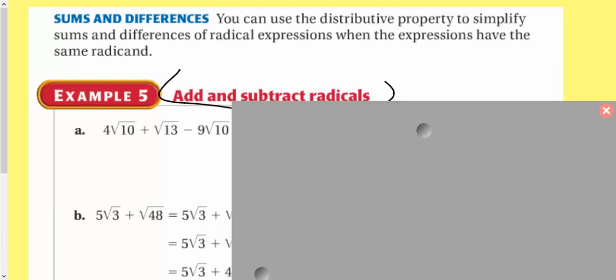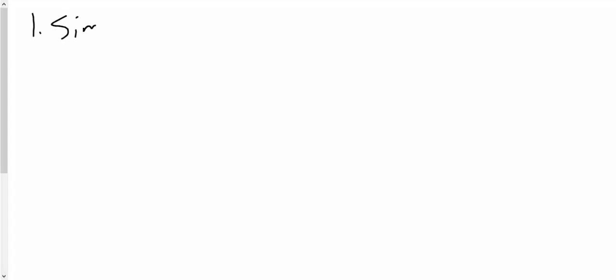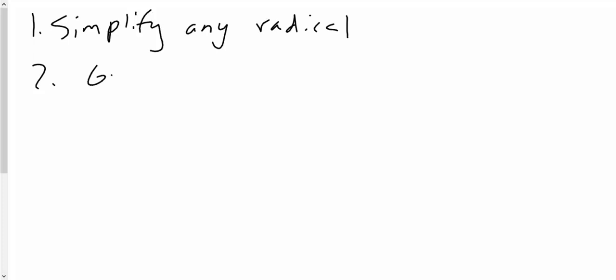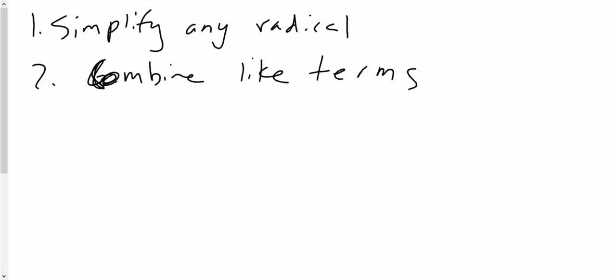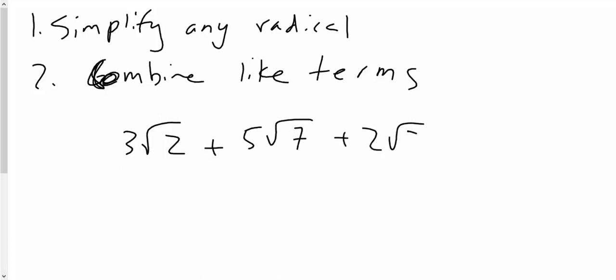So this is our next skill right here. What you're going to do is you're going to simplify any radical first, then you're going to combine like terms. So simplify any radical, and then basically what I call it is combining like terms. And what I mean by that is that if you have 3 root 2 plus 5 root 7 plus 2 root 2, you can combine the root 2's together.